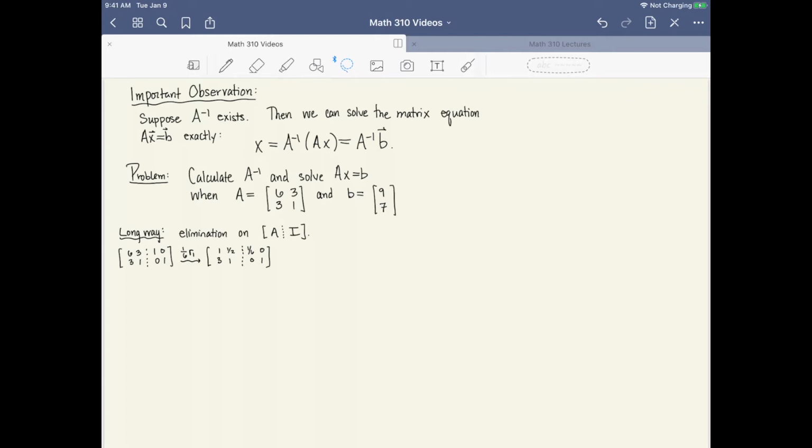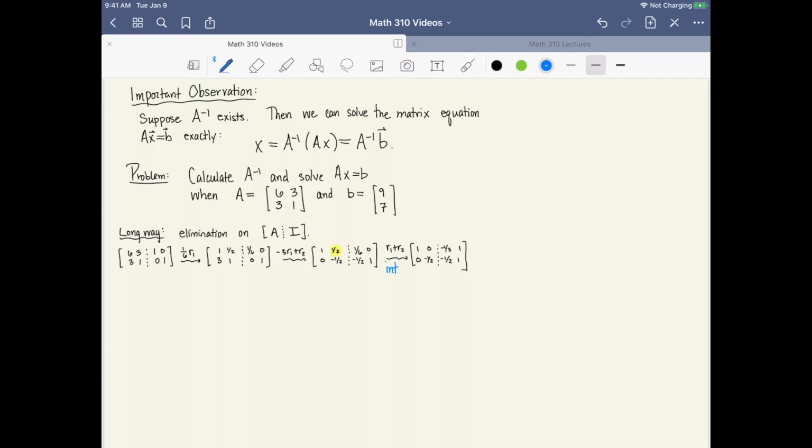Now I'm going to get to work clearing out this 3. So the row operation that I want to use to do that will be -3 row 1 plus row 2 into row 2. For the next row operation, notice that we can actually add row 2 and row 1 together to replace row 1, and that will have the effect of converting this 1/2 into a 0, which is what we want to do. So the row operation that we're going to employ is row 1 plus row 2 into row 1.